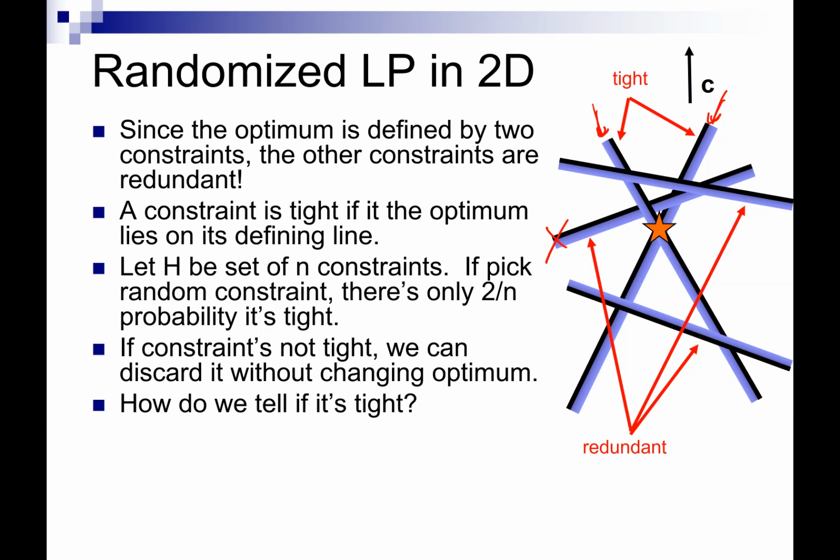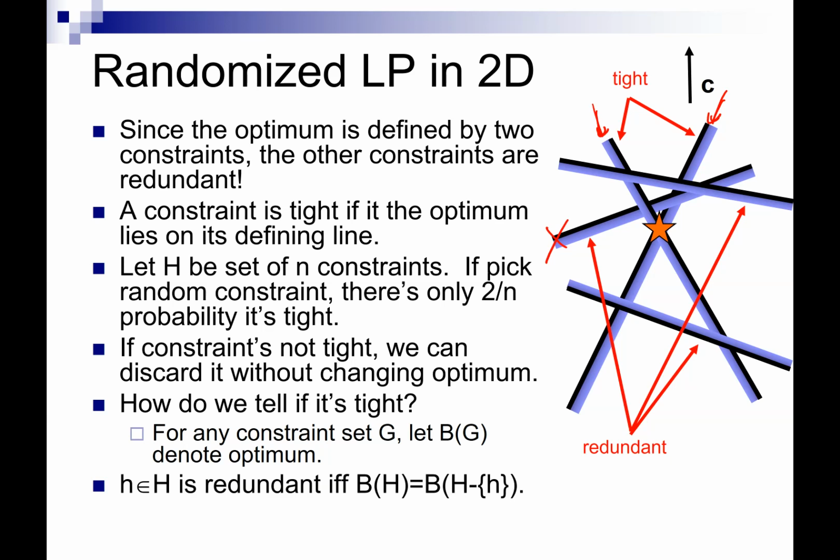So if I give you one of these constraints, here there are 5 constraints, and I ask you whether it's tight, the way we can do this is that suppose that we have a set of constraints. Let's call that G. Here, for example, we have 5 constraints in G. And now let b of G be the optimum value of the objective function subject to these constraints. So that's this red star here.